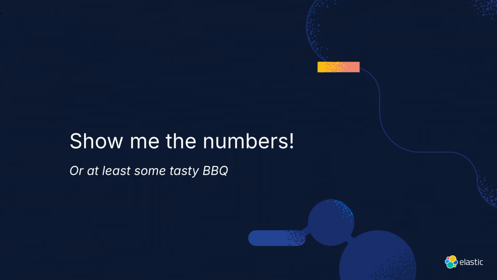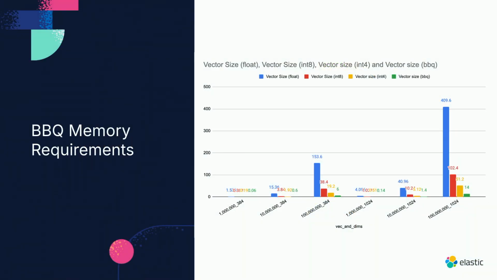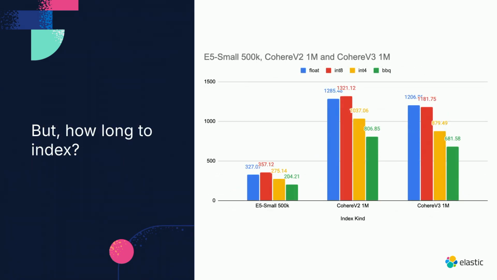All right, show me the numbers. What about memory requirements? This green column is BBQ. When you compare over 400 gigs for float32, it goes down to 14 with BBQ. How about indexing time? Across the board, BBQ indexing was faster over a whole bunch of models than any of the other options, including int8 and int4 quantization.